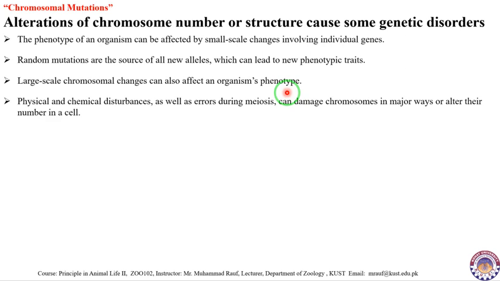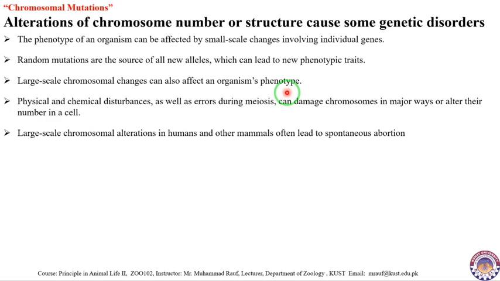So sometimes a problem occurs during this process. The metaphase plate is formed and the spindle fibers are not properly attached to the chromosomes on their respective ends. As a result, sometimes both the members of a homologous pair enter one gamete and the other gamete completely lacks any member of that particular chromosome pair. So such instances do occur during meiosis, during gametogenesis.